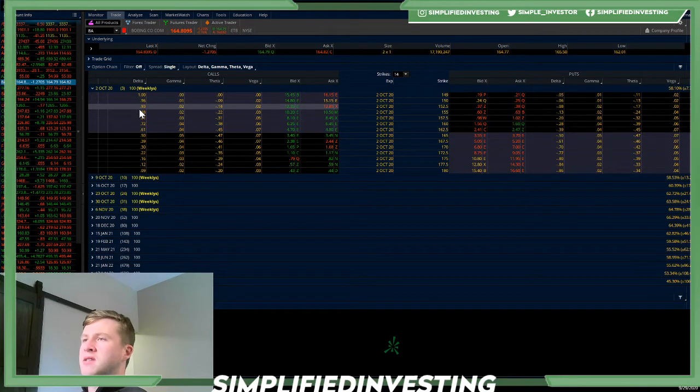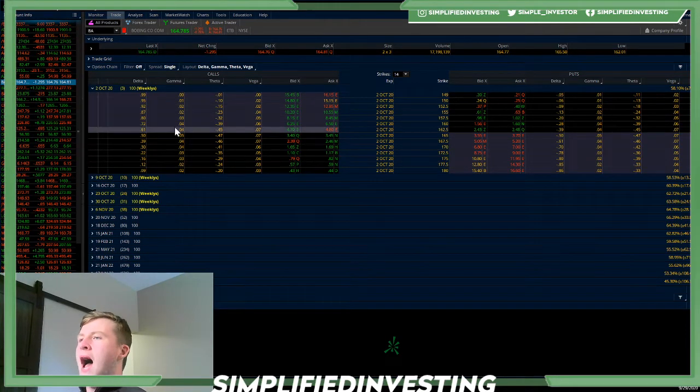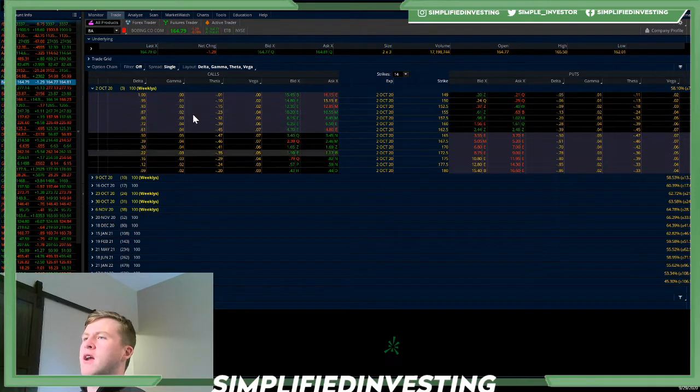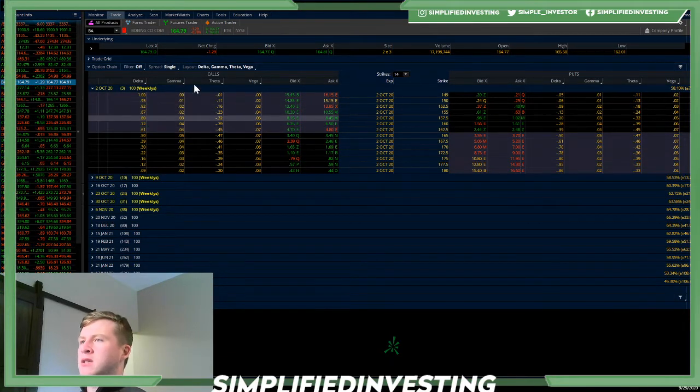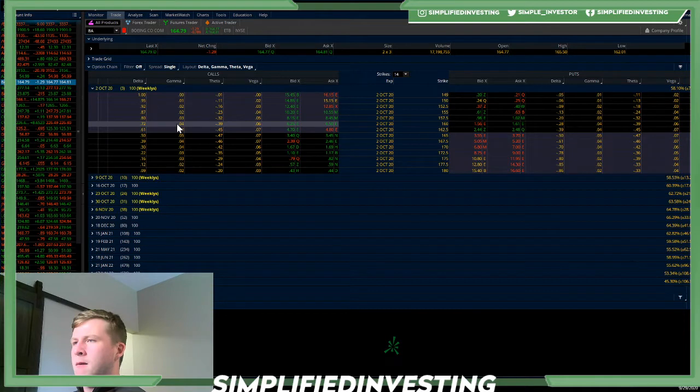Now, what is Gamma? Gamma basically is going to measure the change in the rate of change in Delta. So how much will Delta move here? That's basically what Gamma is going to cover. Again, not that important of one. Delta and Theta are going to be the two most important ones.